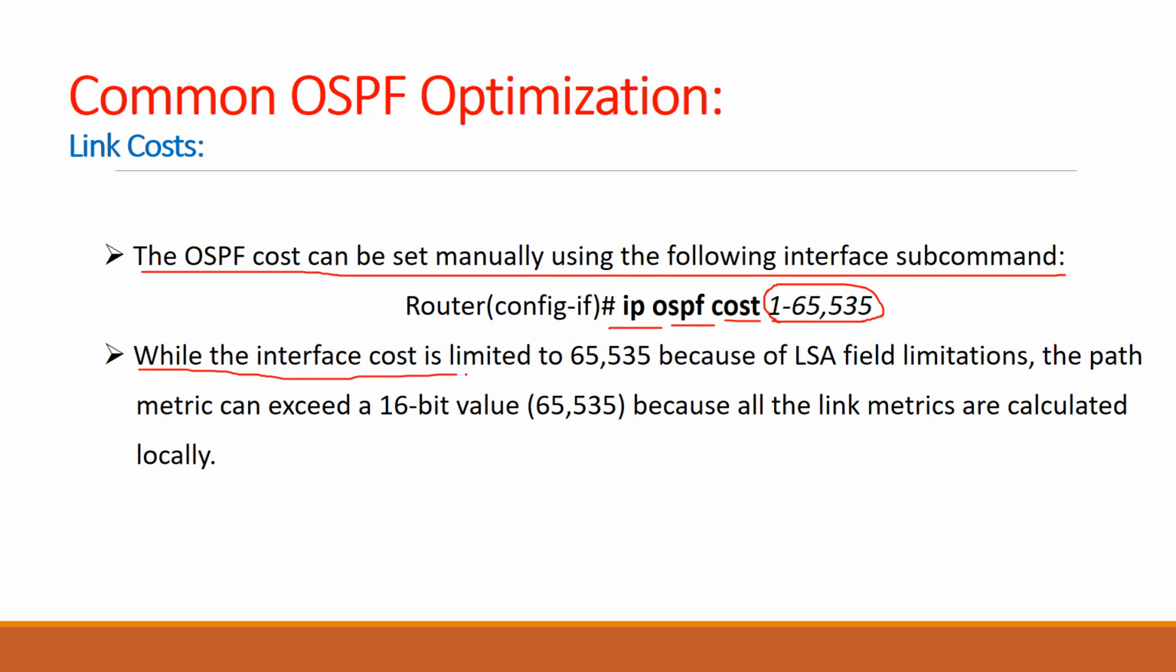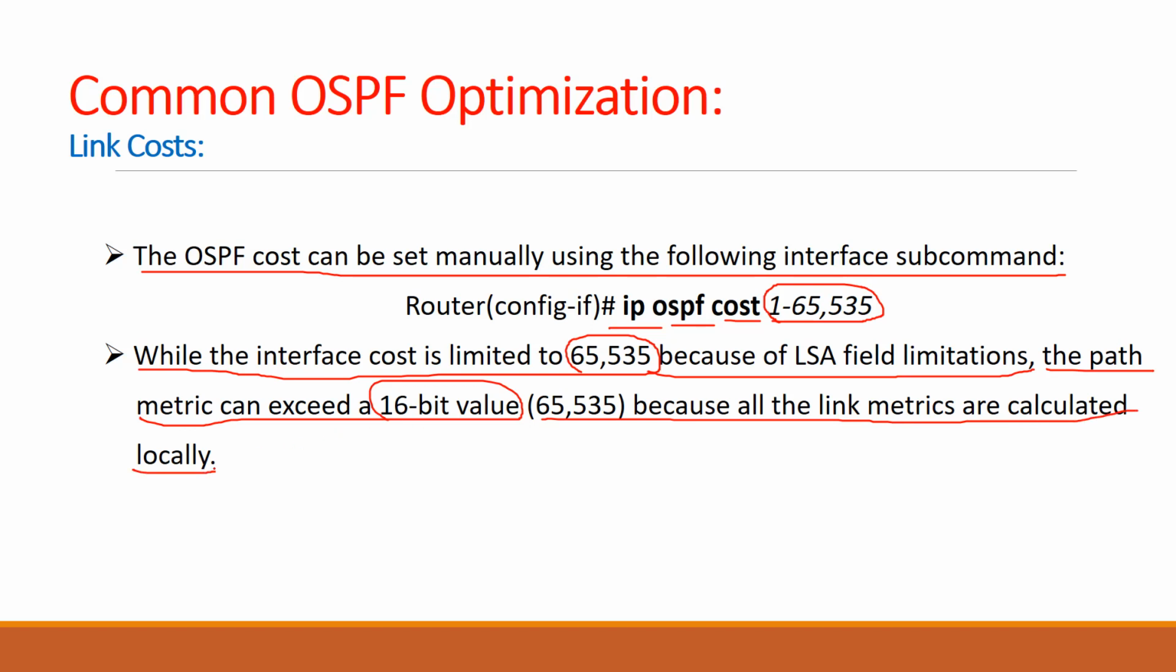While the interface cost is limited to this value, because of link state advertisement field limitations, the path metric can exceed a 16-bit value because all the link metrics are calculated locally. What this means? It means that if you changed the interface cost to a higher value, the total cost of the path can exceed the 16-bit value because the link metrics are calculated locally on each router.